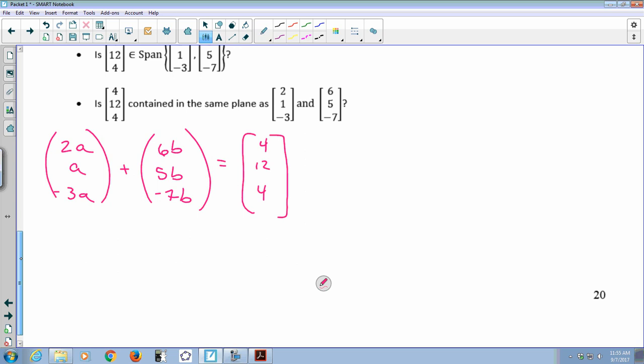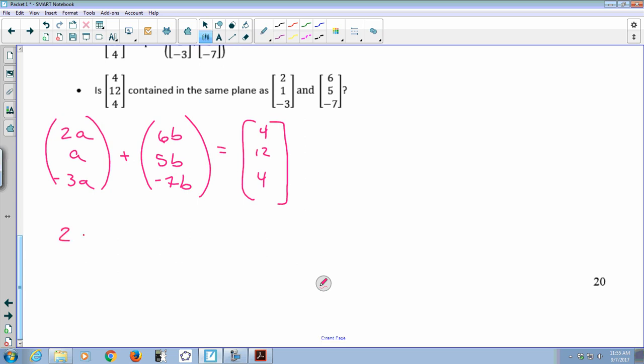Now I'm going to add things component-wise. So this says 2A plus 6B has to equal 4. And A plus 5B has to equal 12. And negative 3A minus 7B has to equal 4. So now I have 3 equations with 2 unknowns. I can set up a matrix and row reduce it to solve. So see, is there an A and a B that makes this true?